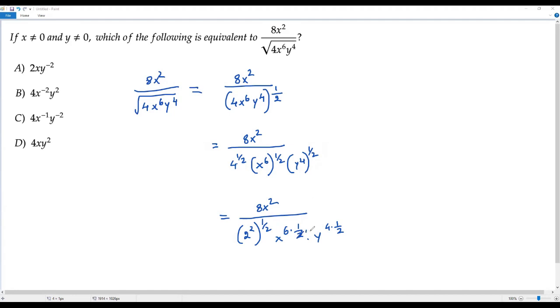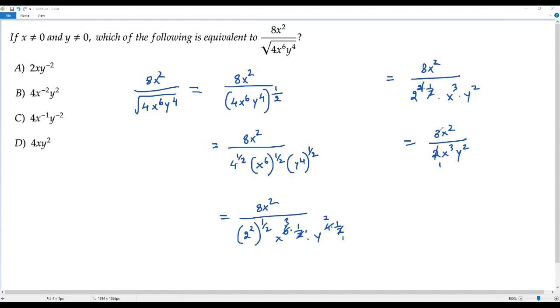Okay, here 2 goes into 2 one time and 2 goes into 6 three times. Here 2 goes into 2 one time and 2 goes into 4 two times. Okay, let me continue over here. 8x squared divided by, here we can multiply these two exponents. Then we get 2 to the power of 2 times 1 over 2. And here we have x to the power of 3. And here we have y to the power of 2. Okay, here this 2 will cancel out: 8x squared divided by 2 times x to the 3rd power times y squared, because 2 to the 1st power is just 2.